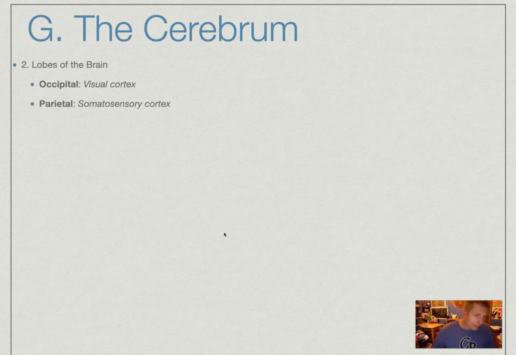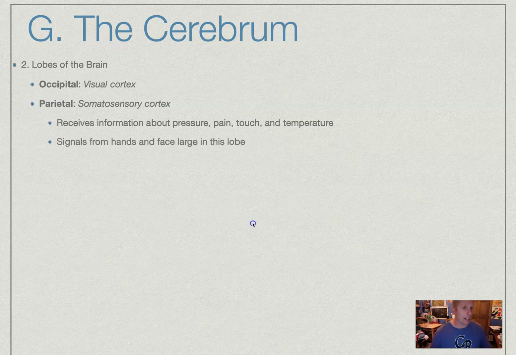Parietal has the somatosensory cortex, which is over here a little bit. Soma, remember, is the Greek word for body, and so it's our body movements and things like that. It receives information about pressure, pain, touch, temperature from all over the body. Signals from the hands and the face are very large in this lobe.